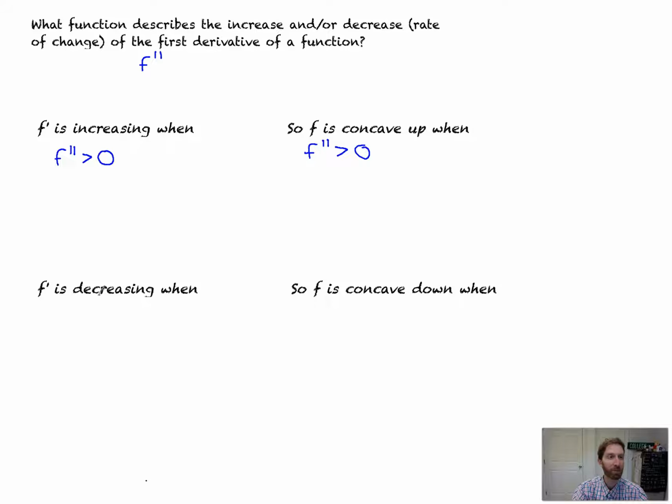Very cool. And f prime is decreasing when its derivative is negative. So that'd be when f double prime is less than 0. And so f is concave down, you guessed it, when f double prime is less than 0. So those are the main concepts there. And what we're now going to do is go into two examples using these concepts to figure out when a curve is concave up or concave down. It's very, very cool.